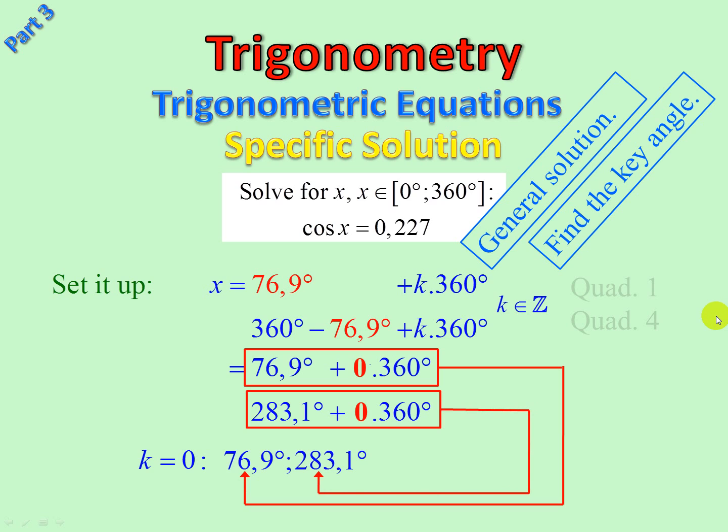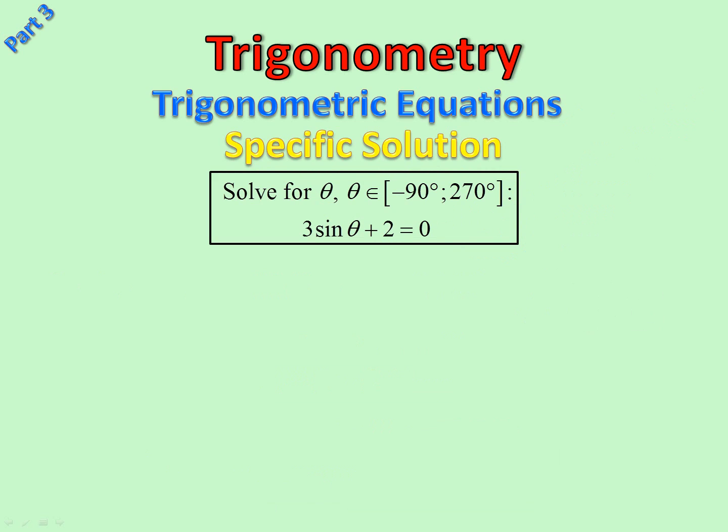Now nothing else is going to work. If I go back 360 from there, it'll be negative. Back 360 from there, it'll be negative. On 360 from there, I'll be on 360, same as that. So those are our two answers. That's how you set it out.